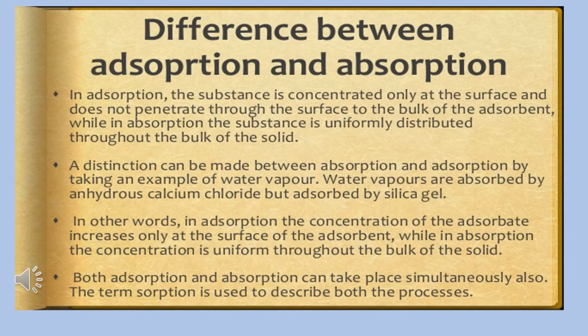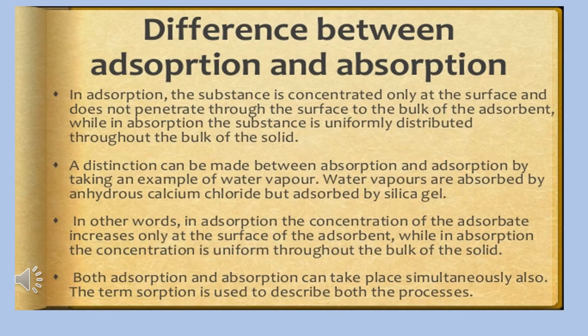Let us see once again what is the difference between adsorption and absorption. In adsorption, the substance is concentrated only at the surface and does not penetrate through the surface to the bulk of the adsorbent. While in case of absorption, the substance is uniformly distributed throughout the bulk of the solid. So we can say adsorption is a surface phenomenon and absorption is a bulk phenomenon.